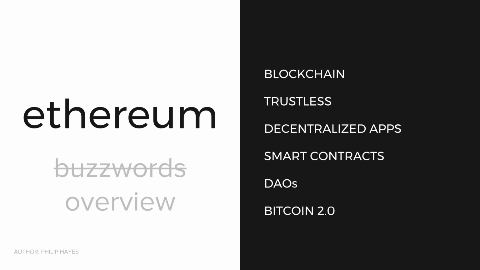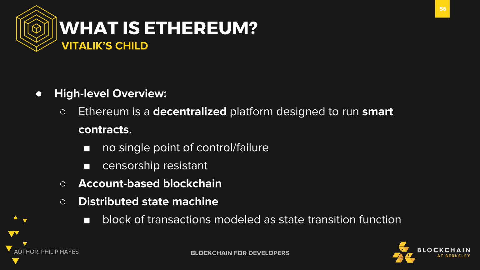So Ethereum is a decentralized platform that's designed to run smart contracts. There's no single point of failure, and it's censorship resistant. It's pretty hard to tamper with the blockchain at all. Another thing is that it's account-based rather than UTXO-based. We'll talk about that. It's a distributed state machine, so the blocks of transactions are modeled as a state transition function, and you're able to keep track of this and go back between states.